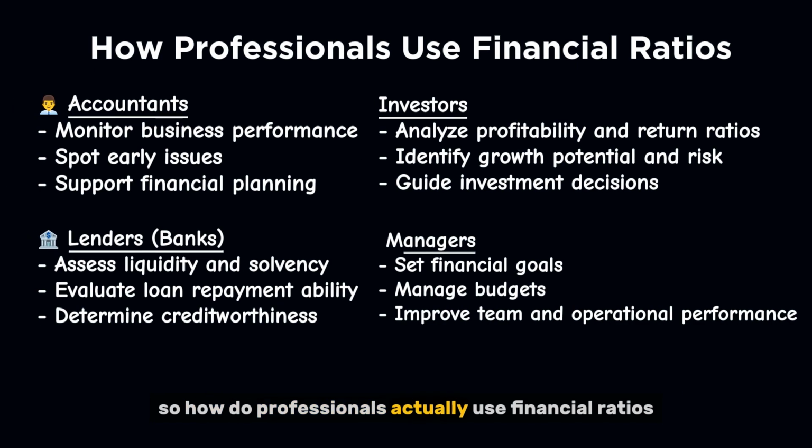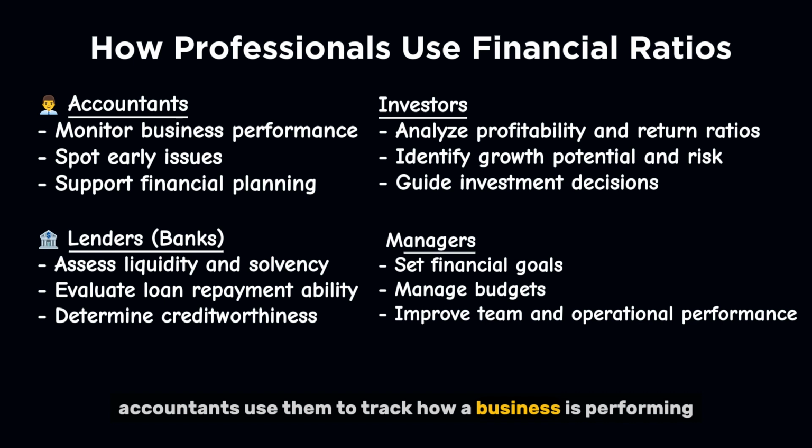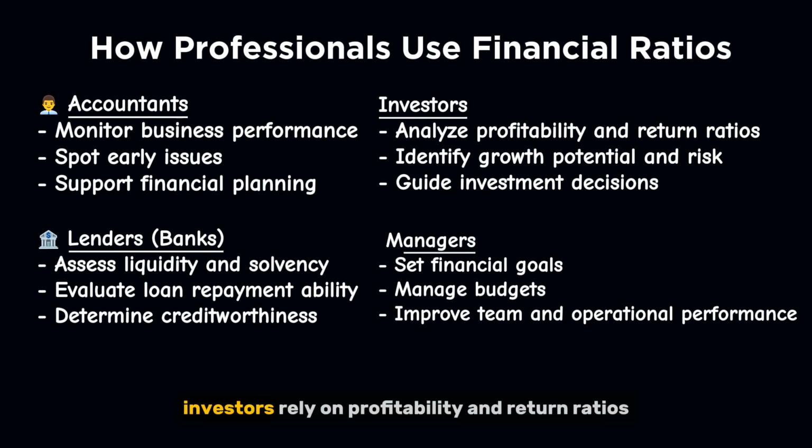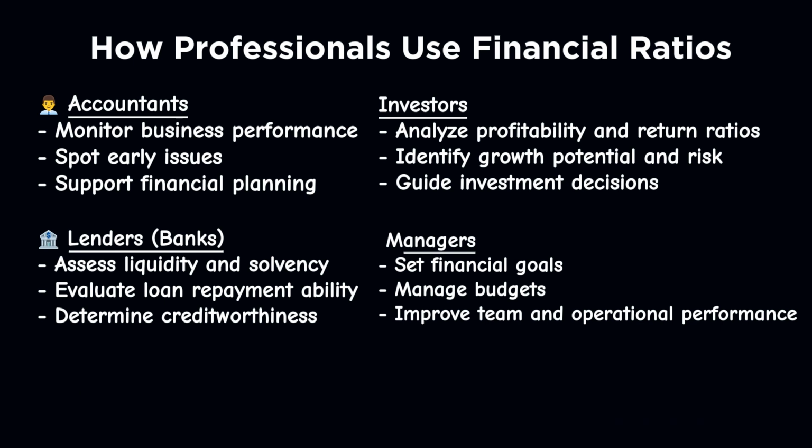So how do professionals actually use financial ratios? Accountants use them to track how a business is performing, spotting issues early, and helping plan for the future. Lenders, like banks, look at liquidity and solvency ratios to decide if you can repay loans. Investors rely on profitability and return ratios to figure out where to invest their money and where the risk lies. And managers use ratios to set goals, manage budgets, and steer their teams toward better performance.